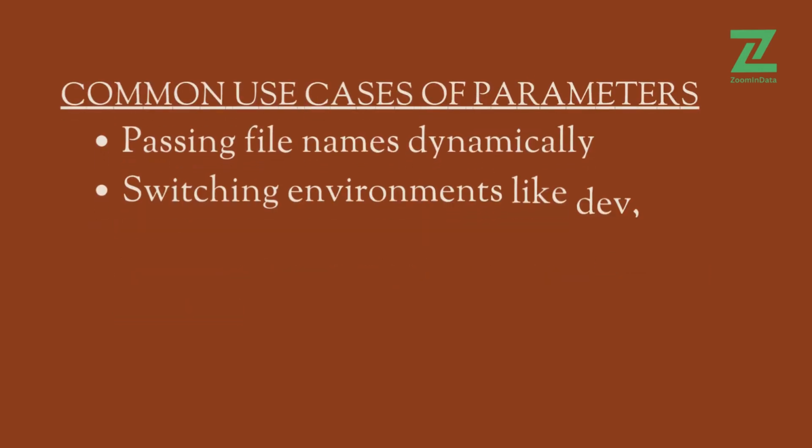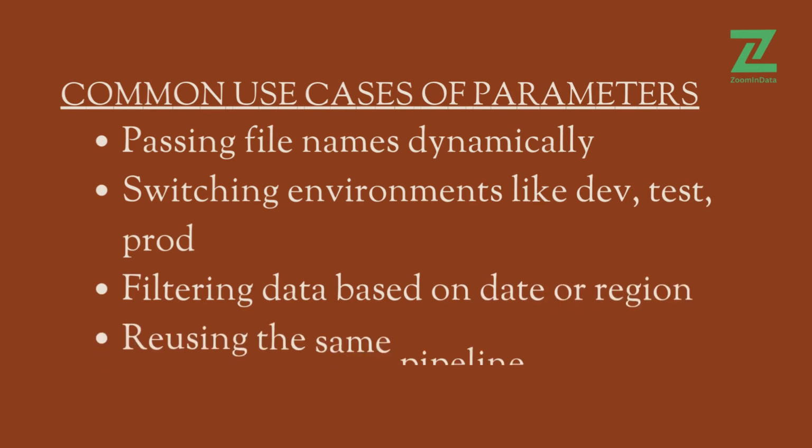Parameters are commonly used for passing file names dynamically. They are also helpful when switching between development, testing, and production environments. You can use parameters to filter data, for example by date or region. Most importantly, parameters help us reuse the same pipeline logic again and again.